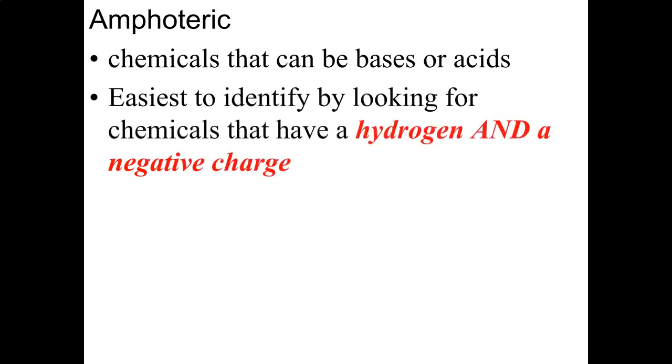Easy way to identify these, if you don't want to memorize a whole bunch of them, is look for substances that have an H and a negative charge. Those are always amphoteric. The one exception is H2O. H2O is amphoteric, but it has no negative charge. It has no charge at all, but it is amphoteric. That's the only substance that's neutral and has the amphoteric abilities. Everything else basically has a negative charge and a hydrogen.